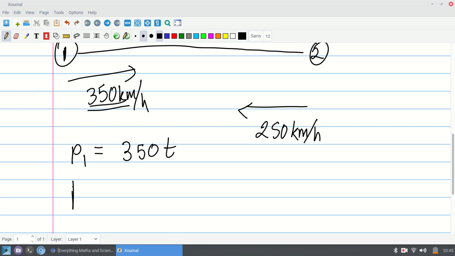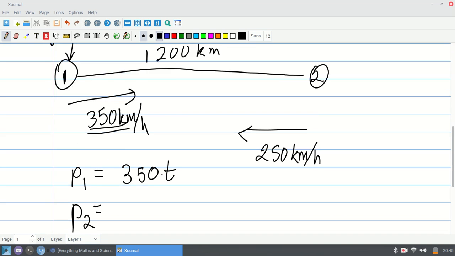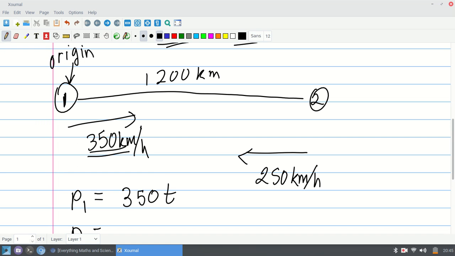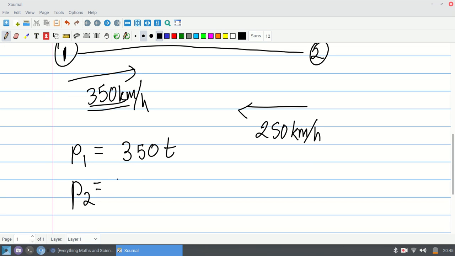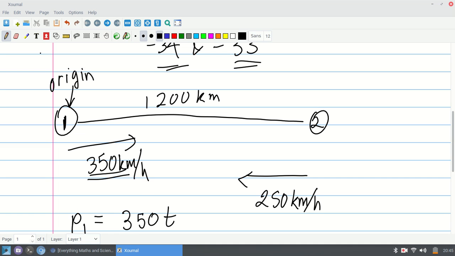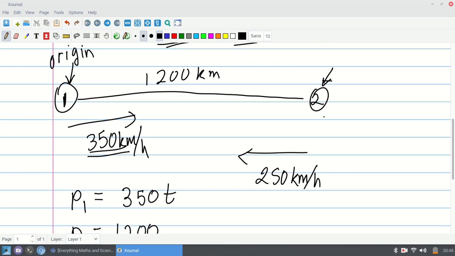Now let's find out what the position is of airplane 2, because this is a little trickier. Now remember, it's relative to the origin, right? So right now the airplane, if it didn't move at all, is at a position of 1,200 kilometers away from the origin. Keep that in mind. That's extremely important. So if t equals 0, the airplane is at 1,200 kilometers away from the origin.